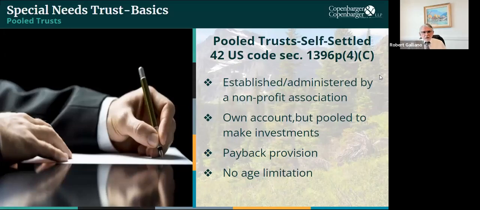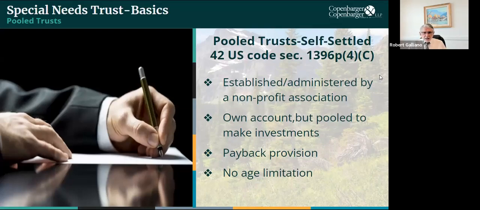The other type of special needs trust is called a pooled trust. What is a pooled trust? A pooled trust is also what we call a self-settled trust, in the sense that it is also created with the money of the beneficiary. This type of trust is established and administered through a nonprofit association.